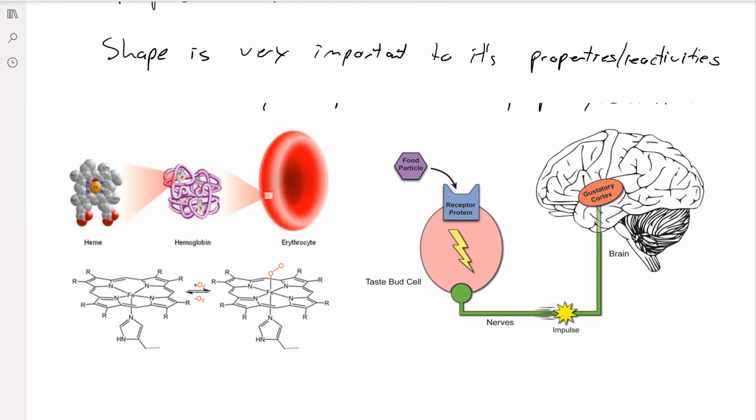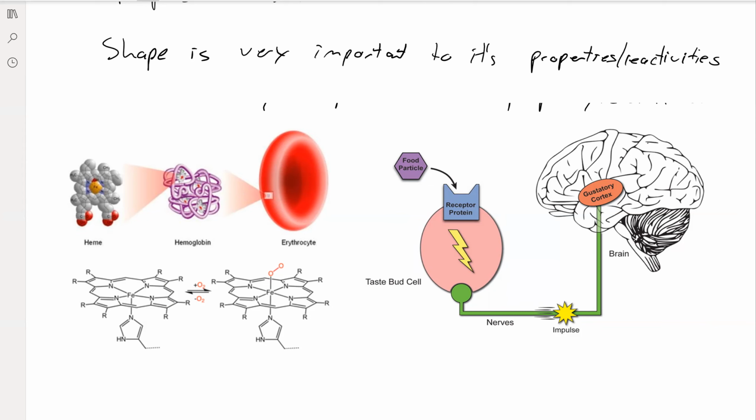Another example is your taste buds, and basically all of your cell receptors. Shape is very, very important to biochemistry, but taste is one good example. So on your tongue, right, you've got some kind of receptor, and this receptor can fit different types of molecules in it. And so if it has the right shape, your food particle will go into this receptor. Once it does so, it will send off an electrical signal to your brain that tells your brain that you're tasting something, right?